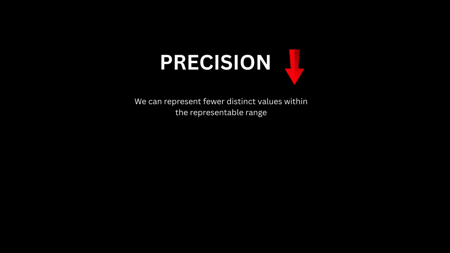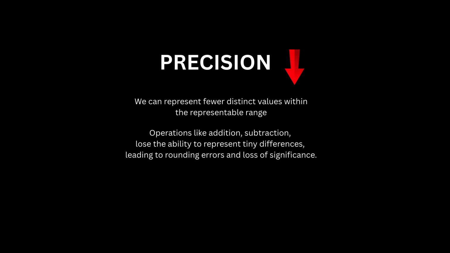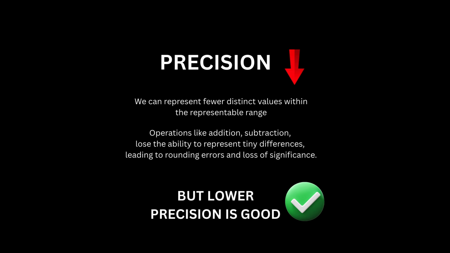Now that we understand precision and what we lose upon moving to lower precision, that is numerical accuracy, let's look at why lower precision can actually be a good thing for training deep learning models. The first advantage is memory savings.